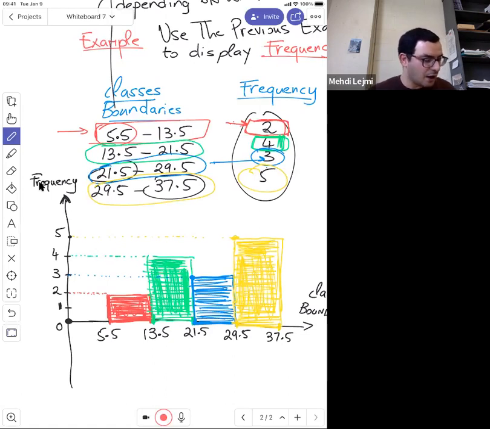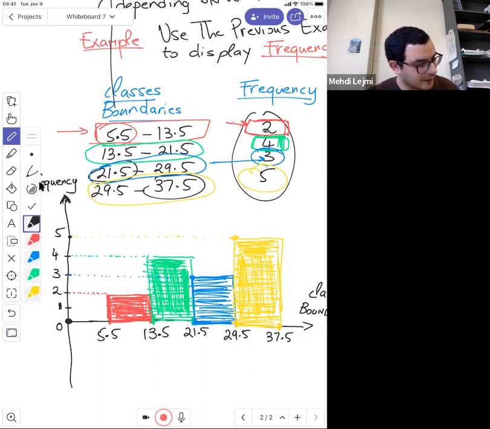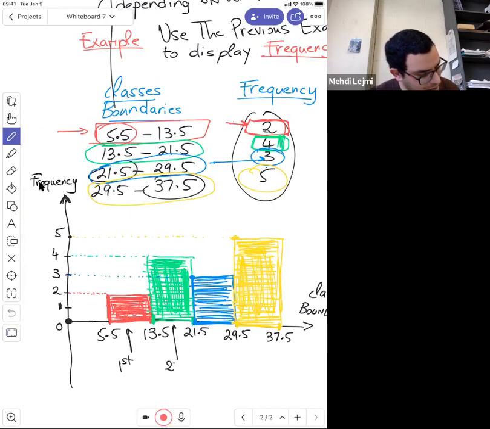So, each color here represents a different class, right? This is your first class. This is your second class, right? This is your third class, and this is your fourth class. Okay. So the idea here, guys, is to visualize. You want to visualize using this histogram the frequency of your classes. At some point, you want to compare the frequencies of your classes. So usually we use this histogram, right?